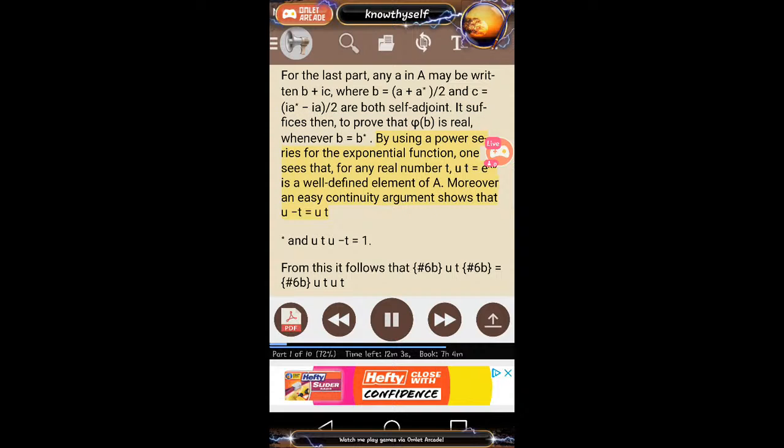By using a power series for the exponential function, one sees that, for any real number t, u_t = e^{itb} is a well-defined element of A. Moreover, an easy continuity argument shows that u_{-t} = u_t*, and u_t u_{-t} = 1. From this it follows that φ(u_t)φ(u_{-t}) = 1.